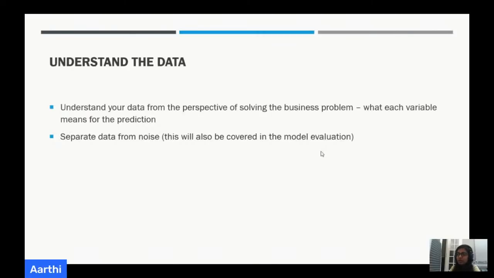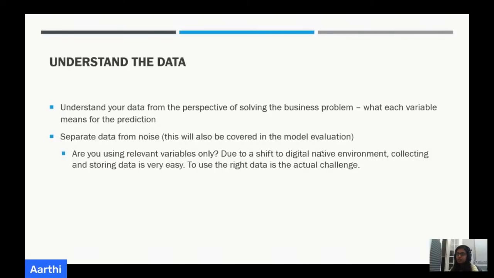And then you need to separate the data from noise. This will also be covered in model evaluation, because some of the models are very good at handling the data from noise. So are you using relevant variables? For example, now it is very easy to collect a lot of data, and storage is also cheap. But using the right data is only going to help in improving the prediction. Do the variables you're using have an impact on business decision making? Like, for example, can the business do something if you give, let's say, a feature importance of that data?